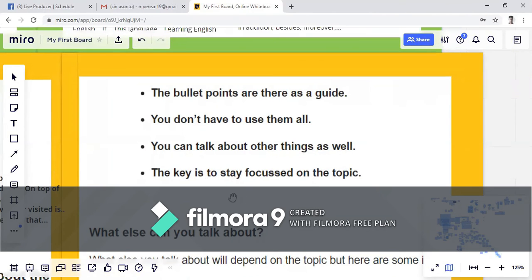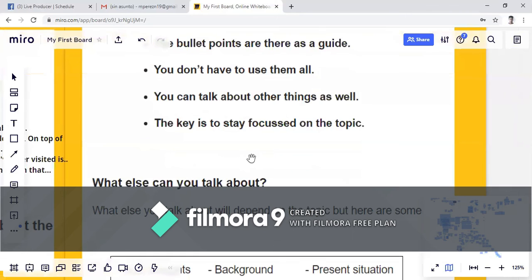But the key, and this is important, the key is to focus on the topic. You need to focus on what you're talking about. You're talking about a place near the water. That's Chancay. It's a place near the water. Okay, what else can you talk about?